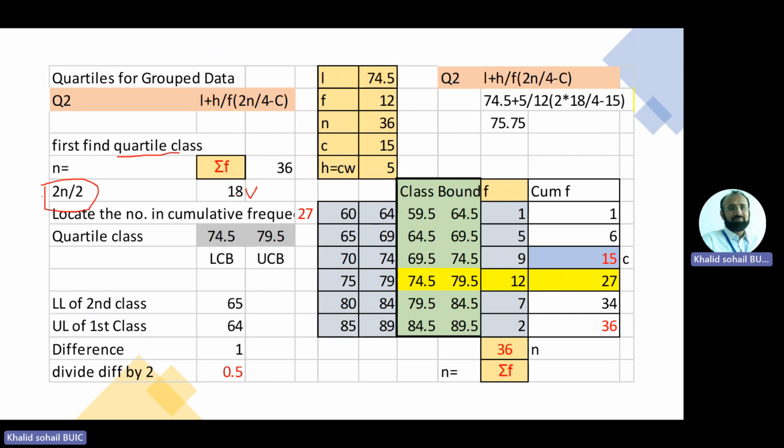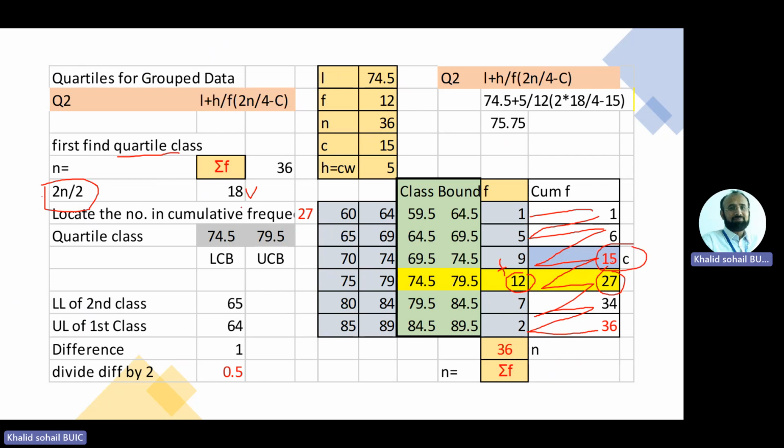So we will check in the cumulative frequency. In cumulative frequency, as I have already discussed, this frequency 1 is added to 5, then 6 is added to 9, 15, and 15 is added to 12, 12 is added to get 27, then 7 is added to get 34, and 2 is added to get 36. So we will check this 18 that falls in this 27. So this 12 would be our f, while the cumulative frequency before 27, this 15, would be our C.